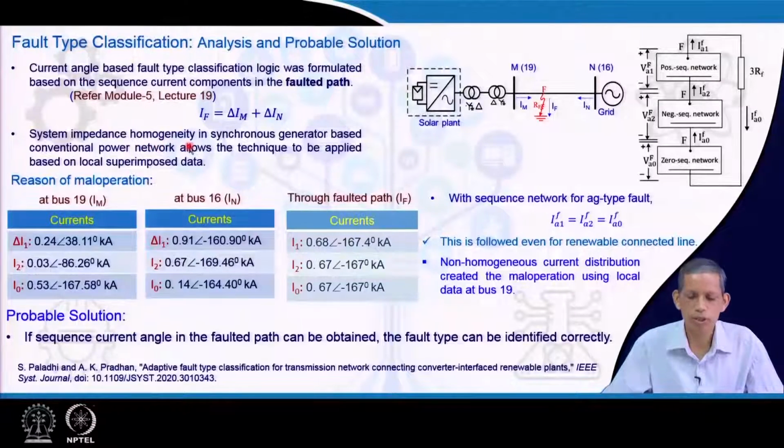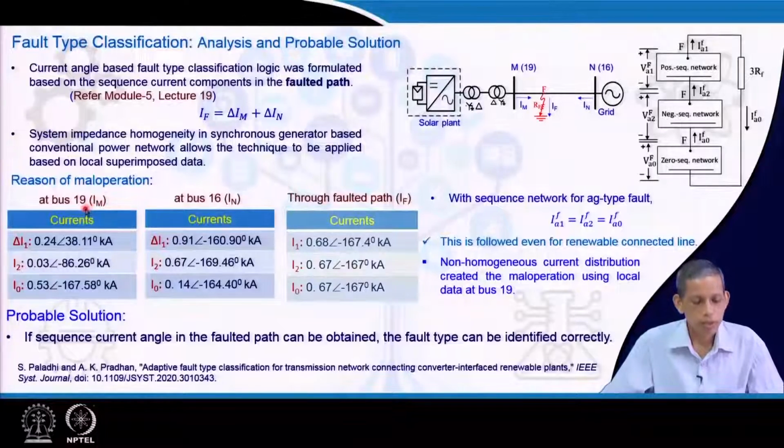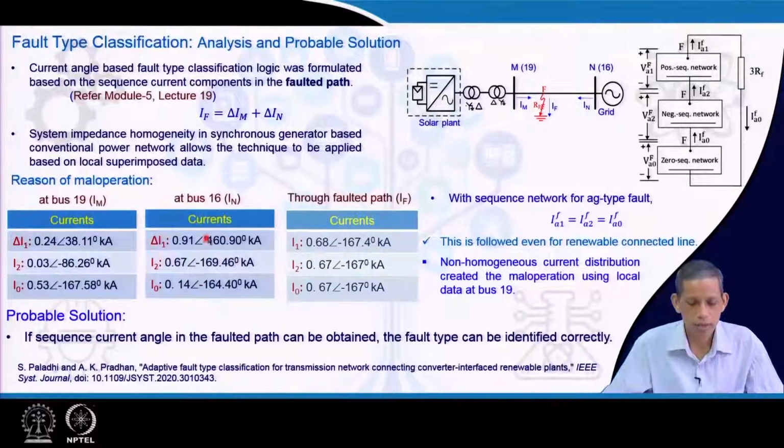System impedance homogeneity in a synchronous generator based conventional approach allows this technique to use the local superimposed component. Now, let us see the bus 19 data and bus 16 data during the fault. For bus 19, delta I1, I2 and I0 we have already seen in the earlier slide. For the same fault, the bus 16 data delta I1, I2 and I0. You see here the angles are almost the same.